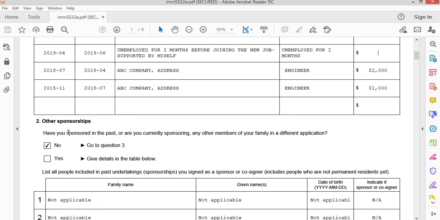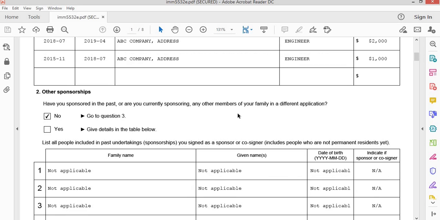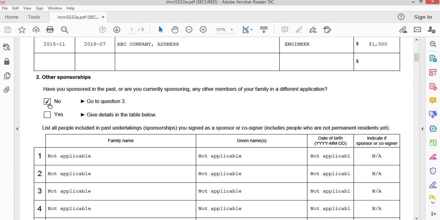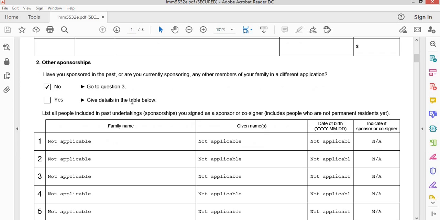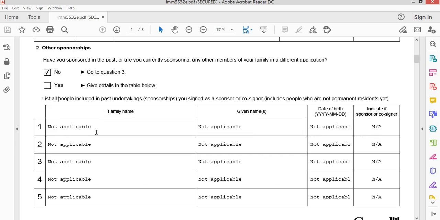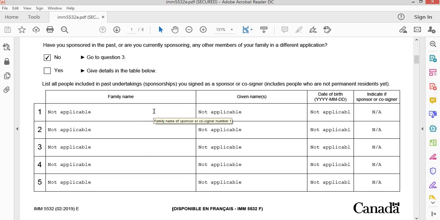Other sponsorship. Have you sponsored in the past or are currently sponsoring any other member of your family in a different application? So if you're filling out this form for the spousal sponsorship and also you have some other sponsorship application going on, you can mention those details here. In case no other application is being filed, you can simply mark it as no and go to question 3. In case this question is not applicable to you, you can simply write not applicable here or NA here. So writing not applicable in the blank sections is not mandatory, but you can always write it.